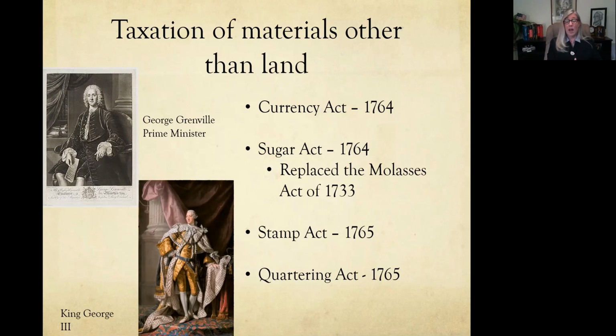This is a period of time where the colonies are left to do their own thing. There's very little oversight by the British government. As long as they're providing the resources to England, the king really didn't care a whole lot. But now the king is trying to get control and tax these colonists, and they're not going to have it. All right, so that's going to lead to some of the trouble here. So these are some of the new taxes that are put in place. The prime minister is George Grenville. The king is George III.